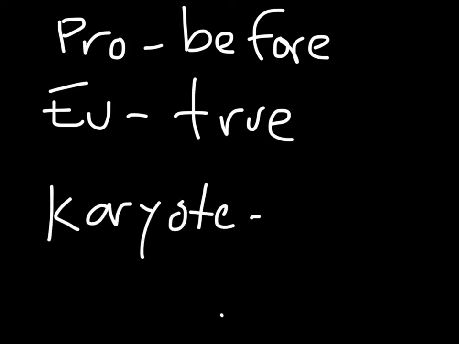Karyote means nucleus. So prokaryote means what? Before nucleus. Eukaryote means true nucleus. So prokaryotic cells have no nucleus. That would answer your question on the chart. So does a prokaryote have a nucleus? No. What about a eukaryote? Yeah, that's the main difference you need to know.